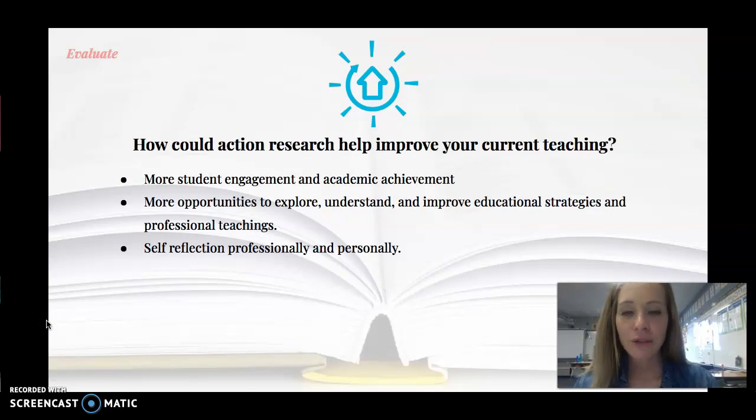So how could action research help improve my current teaching? Well, of course, we can always have more student engagement and academic achievement, more opportunities to explore, understand, and improve educational strategies and professional teachings. And I could also find it as a way of self-reflection professionally and personally. So there's always room to improve.